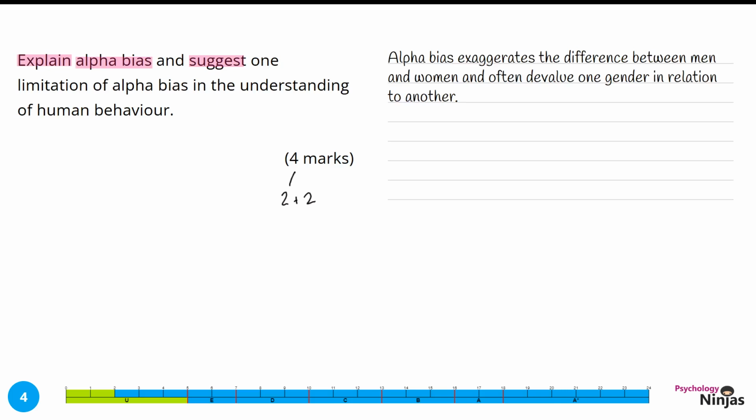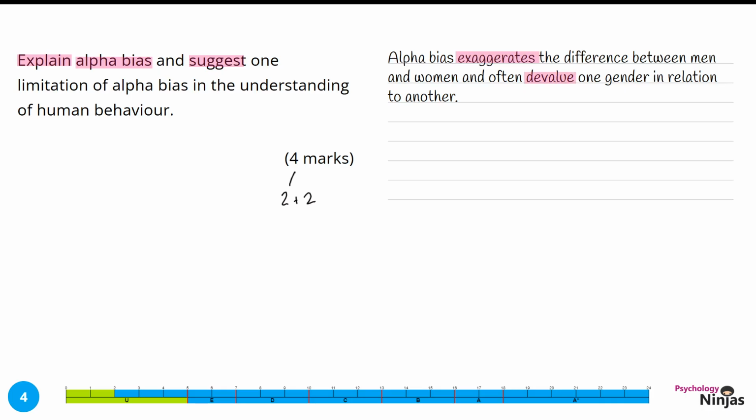Alpha bias exaggerates the difference between men and women and often devalues one gender in relation to the other. Here we've looked at alpha bias in relation to gender, and we've been really clear that it exaggerates the difference between men and women. That's for our first mark, and then we've extended that definition a little bit, saying the consequence of it, that one gender is devalued in relation to the other.